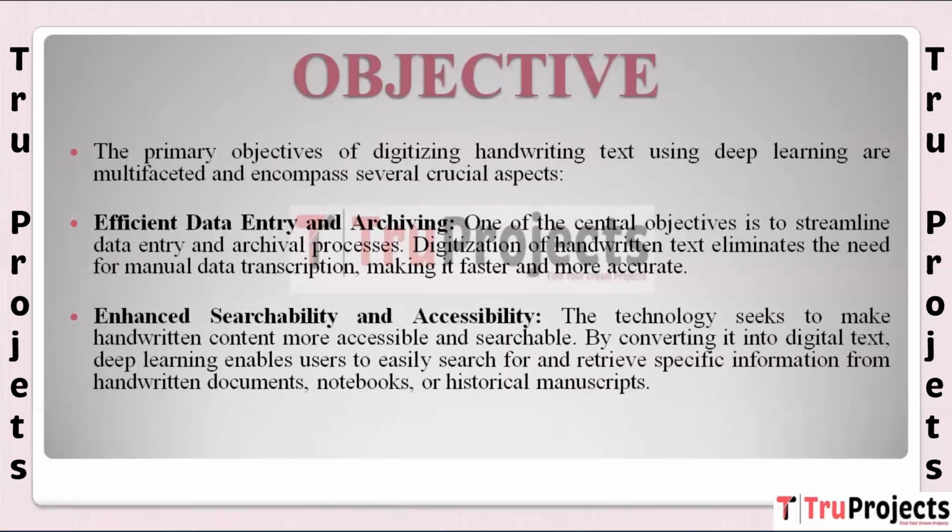Second, here we have improved searchability and accessibility. The technology aims to enhance the accessibility and searchability of handwritten content. Through the conversion into digital text, deep learning empowers users to effortlessly search for and access specific information within handwritten documents, notebooks, or historical manuscripts.